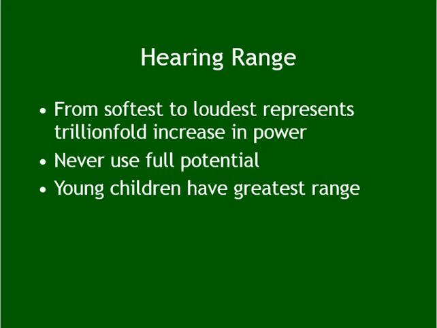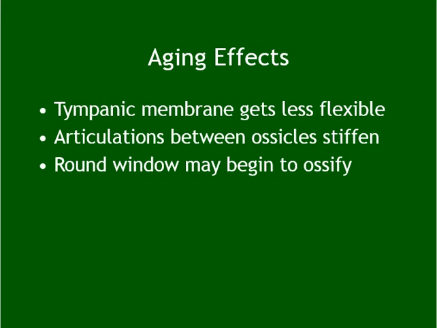But anyway, the range decreases as we age, okay? The extremes will not be picked up as we age. So what happens in aging? Everything deteriorates. This is the rule of thumb. Everything deteriorates. Choose the bad part. Everything deteriorates. Tympanic membrane, the movement is less. The number of nerve fibers, less. The tympanic membrane will become stiff, less movement.